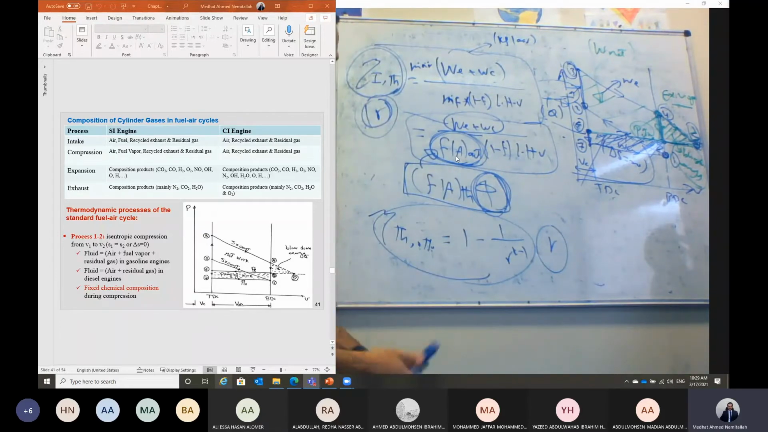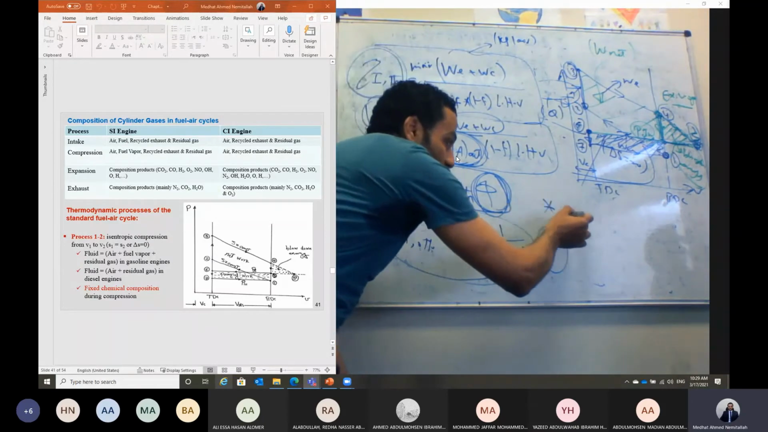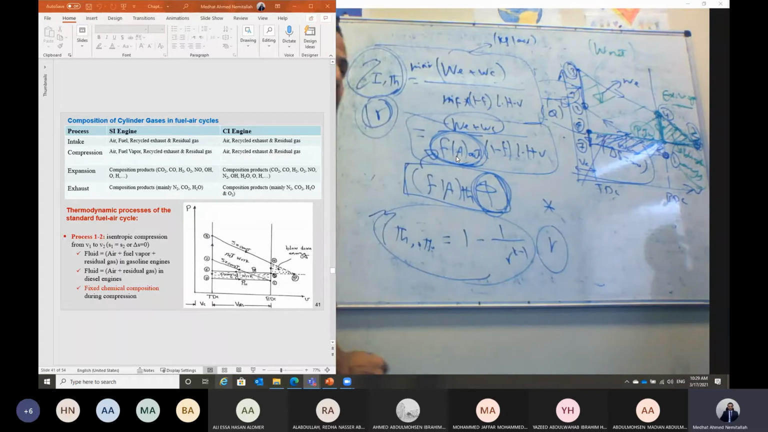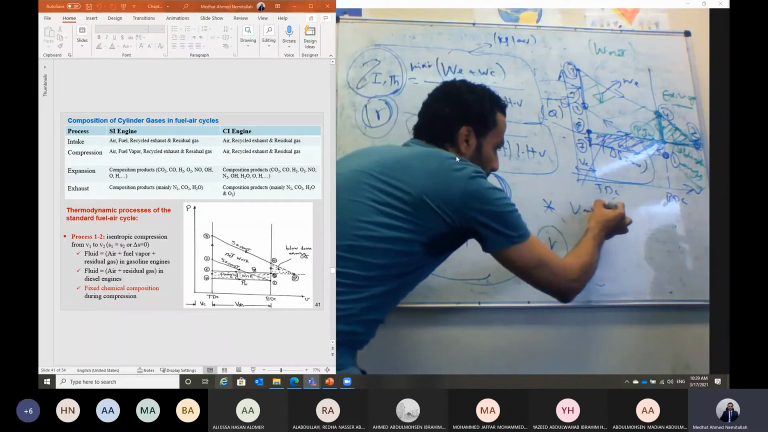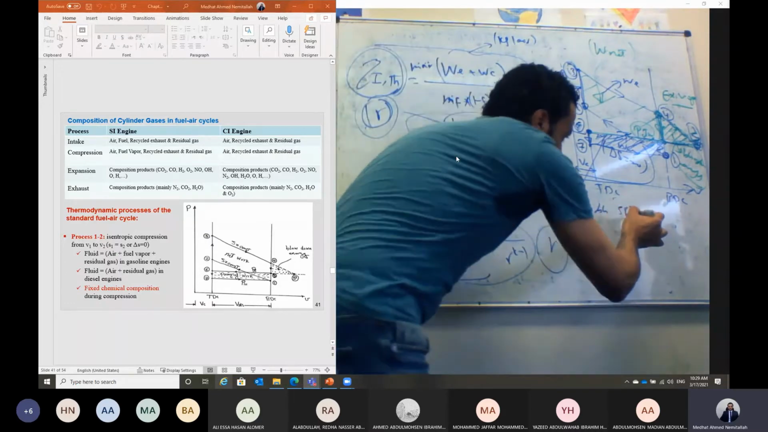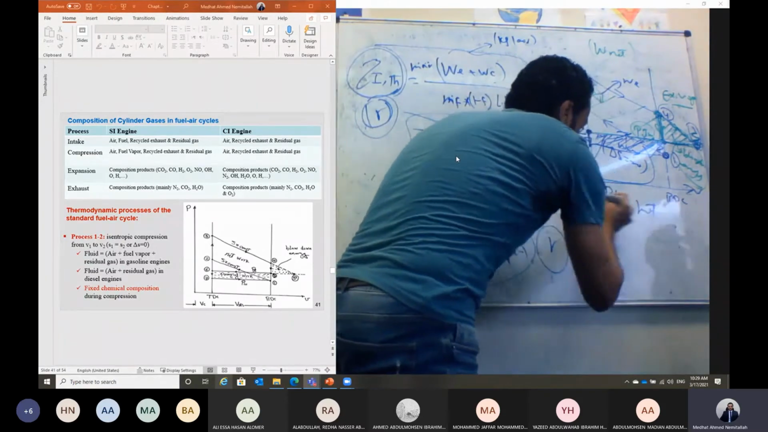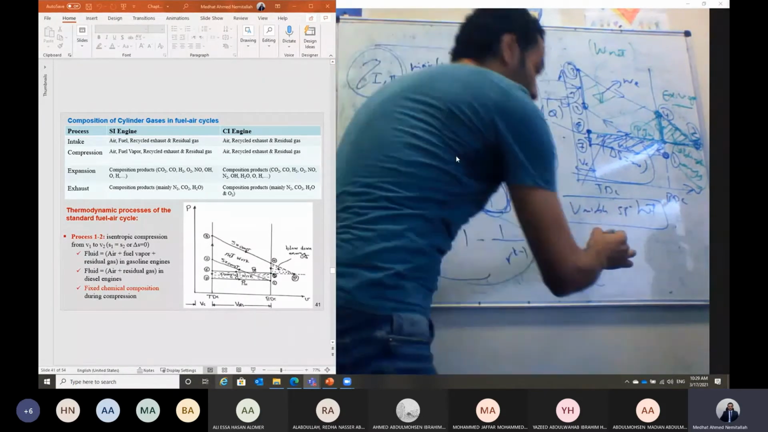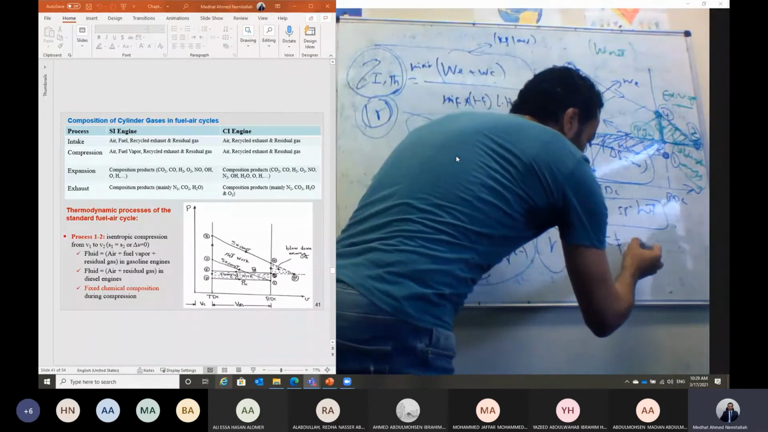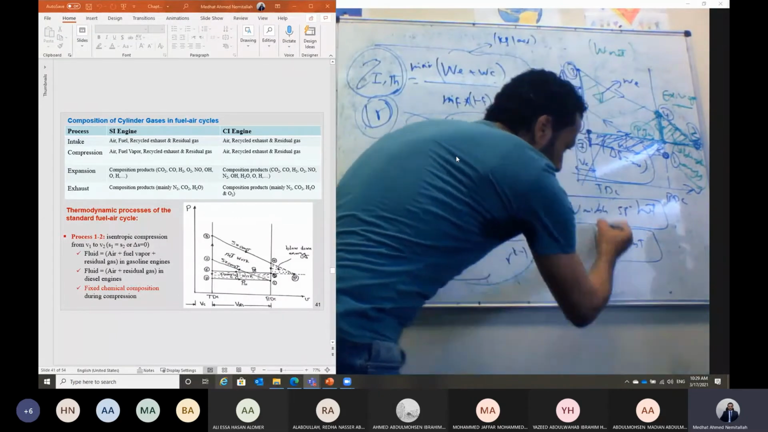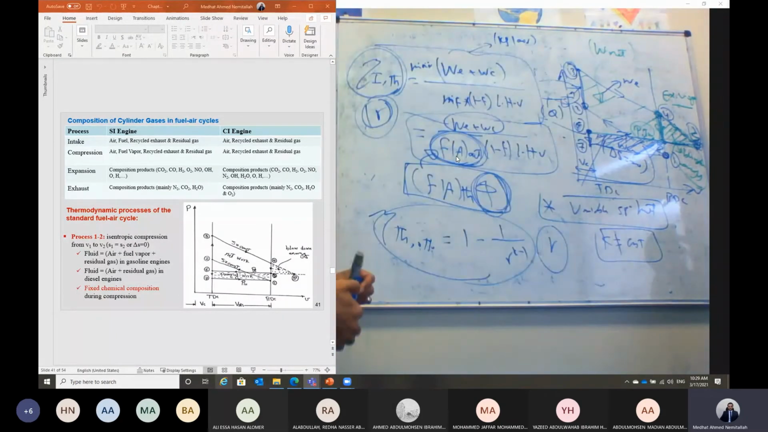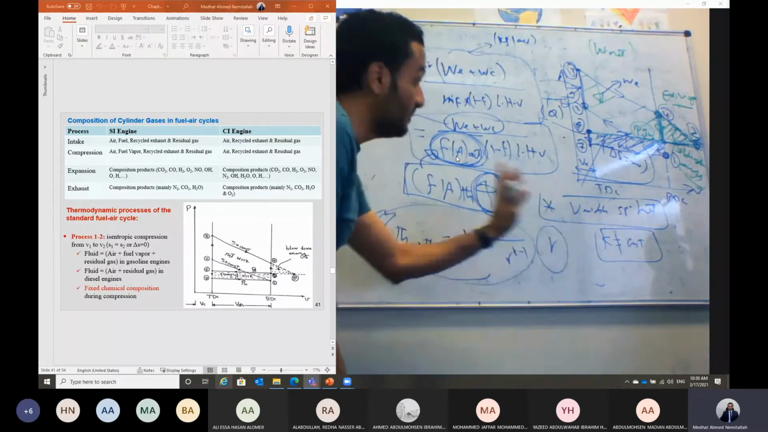Okay. One main characteristic of this cycle is that the specific heat is variable. So in the fuel air cycle, we consider variable specific heat. So the specific heat is not constant. That means the value of k, which is Cp over Cv, is not constant in this case. So one of the main characteristics of the fuel air cycle is that we consider variable specific heat.